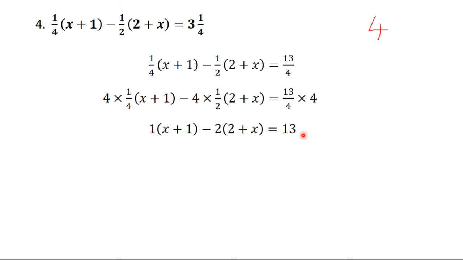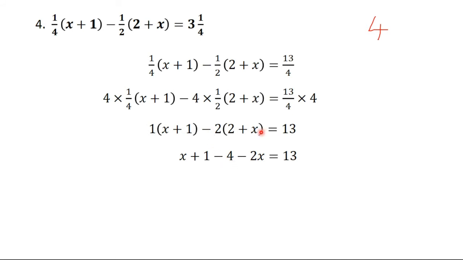So you see in this question, the question had the bracket. In the previous example, we had to introduce the bracket. So here, because we have a bracket, you expand the bracket. 1 times any number is the same number. So 1 times x plus 1 will give us x plus 1. When you come here, minus 2 times 2 will give us minus 4.